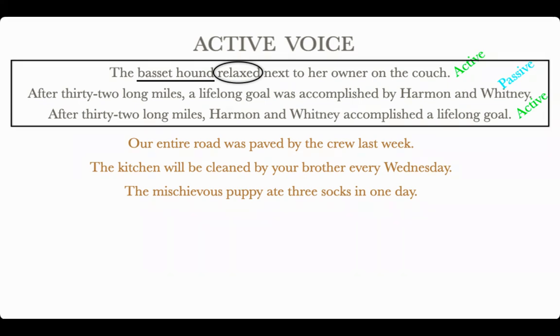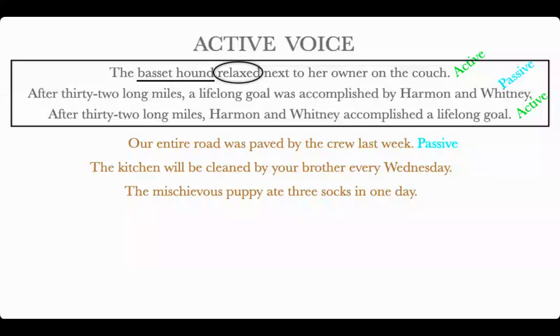All right, let's look at the first one. Our entire road was paved by the crew last week. In this one, the verb is paved. Now, the question is, who did the paving? It wasn't the road that did the paving, and yet that is the subject, the road. It was the crew that did the paving, and the crew is not the subject of the sentence. Therefore, it is written in passive voice.